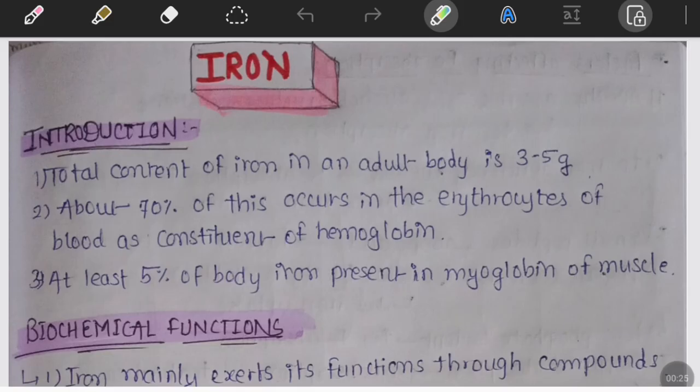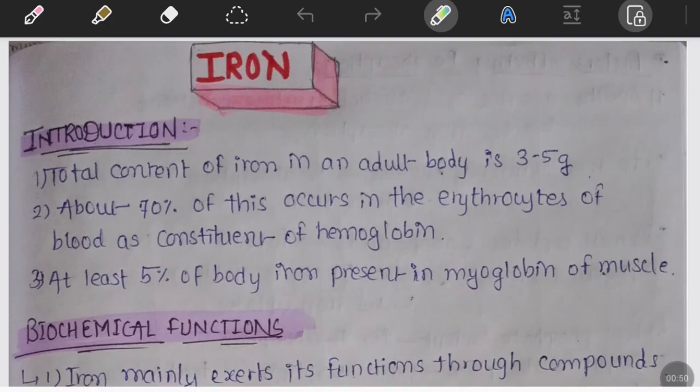Your body contains only about 3 to 5 grams of iron, yet without it, oxygen cannot reach your tissues, ATP production falls, immunity weakens, and even your brain starts suffering. So, today we are going to understand iron metabolism in a way you will never forget for your MBBS exams.